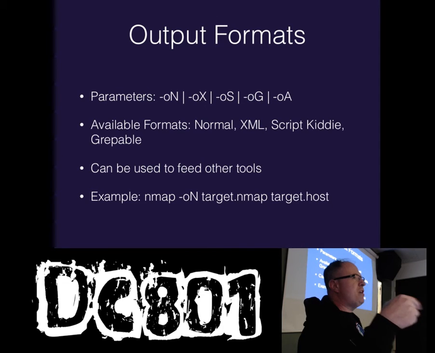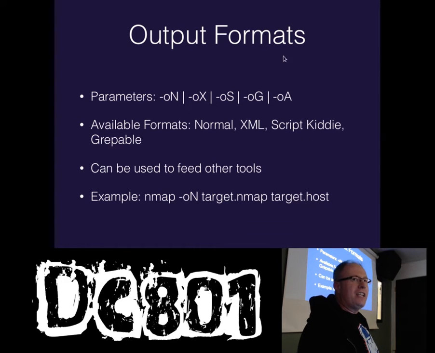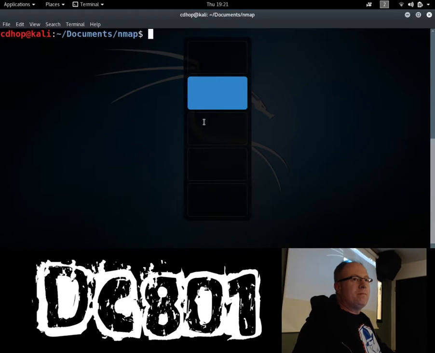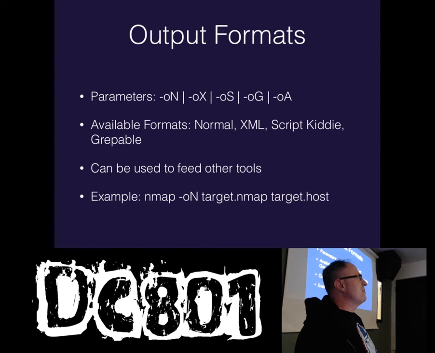Nmap can be used to feed other tools you're using. You can get your scan, then take the results and maybe feed them to Metasploit or some vulnerability scanner. So here are the outputs. The normal option looks like the results you're seeing here. XML, I'm not going to subject you to looking at XML. I hate looking at that. S is for script kiddie. I don't know what usefulness that has. Maybe it's fun. I didn't see the purpose in script kiddie so much myself.